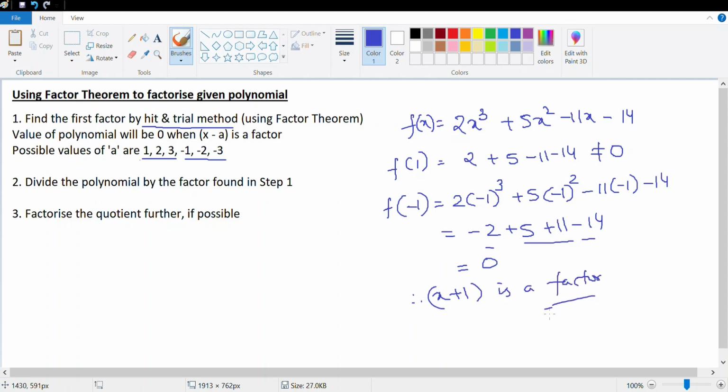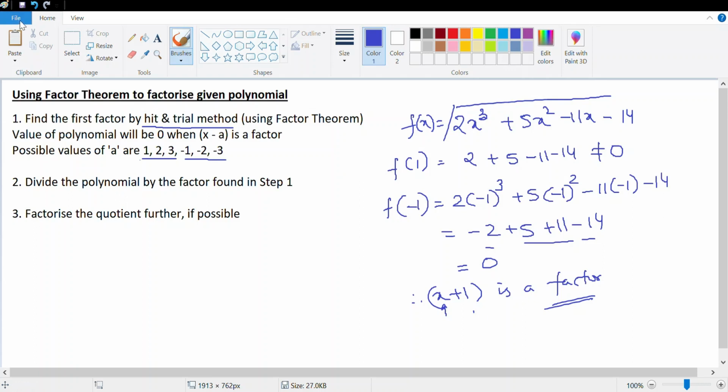Now that we figured out x plus 1 is a factor, we will divide this given expression by x plus 1, and that will give us a quotient. In this case, the quotient will have a power of 2, because the divisor is power 1, which is dividing power 3. Once we divide it, we will factorize it even further.